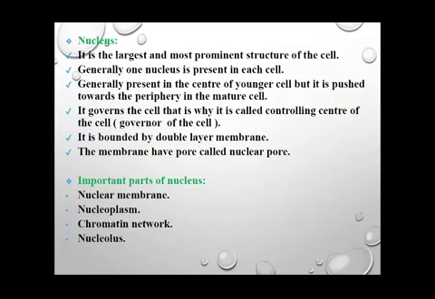The nucleus also consists of different parts. The important parts of the nucleus are: number 1, nuclear membrane; number 2, nucleoplasm; number 3, chromatin network; and number 4, nucleolus. We are going to study about them one by one.